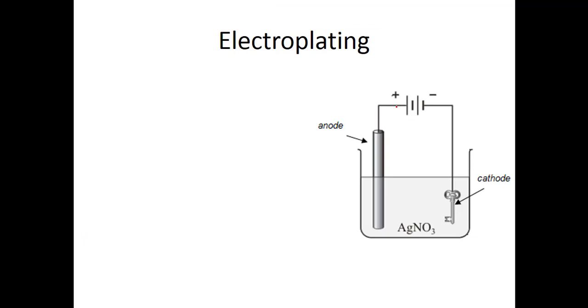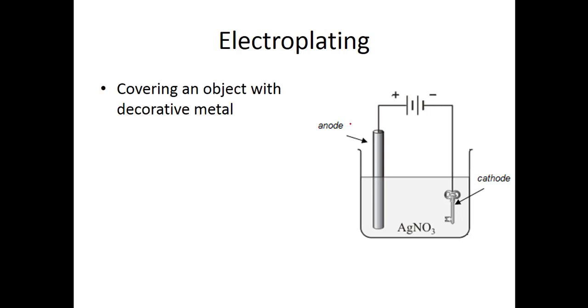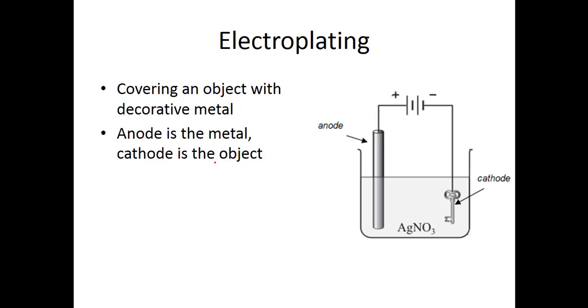You can see that I have my battery, my anode, and my cathode. One example of electrolytic cells is electroplating. Looking at electroplating, you have the positive end, and we call the anode positive because it's hooked to the positive end of the battery. We call the cathode the negative end in this case because it's hooked to the negative end of the battery. What it does is cover an object with a decorative metal. In this case, my electrons are flowing over to the cathode, and the anode is the metal, and the cathode is the object.